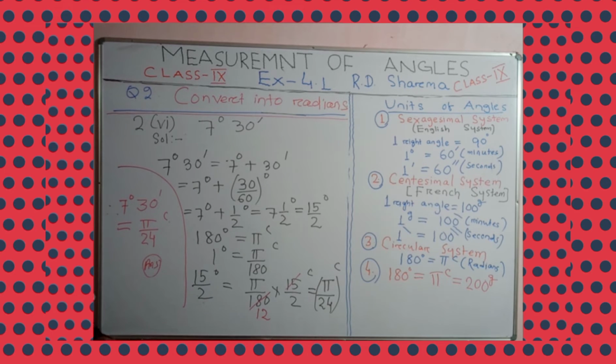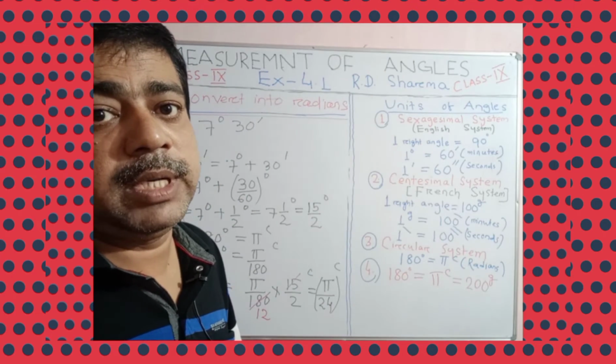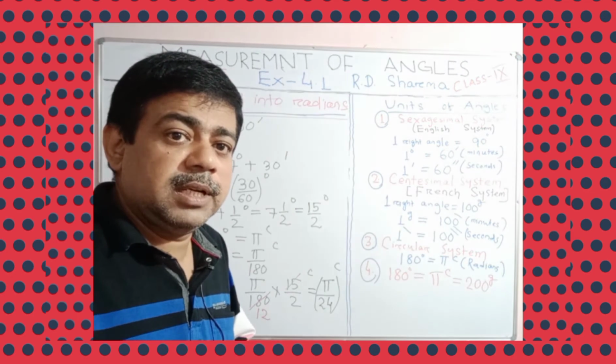Understand? So this is how, if the angle is given in degree and minute, first you convert the minute into degree, after that you convert into radian. Okay, understand?